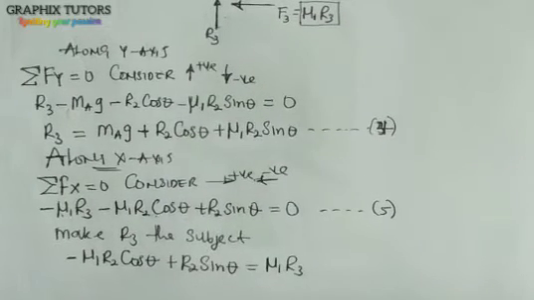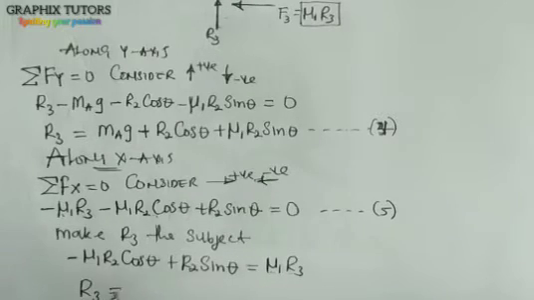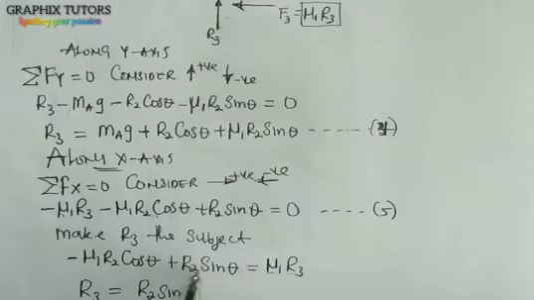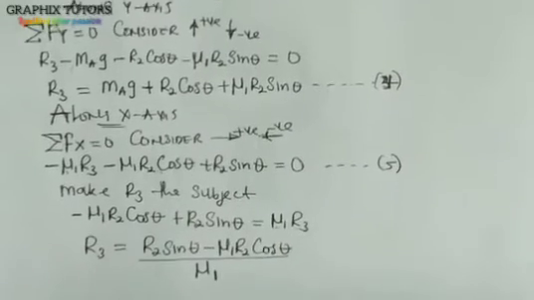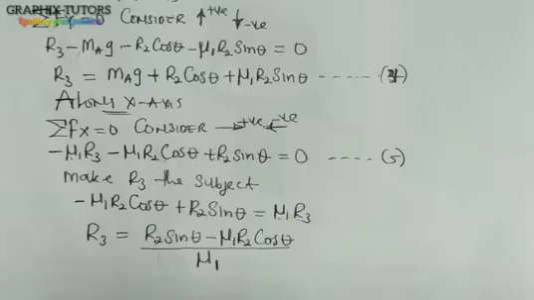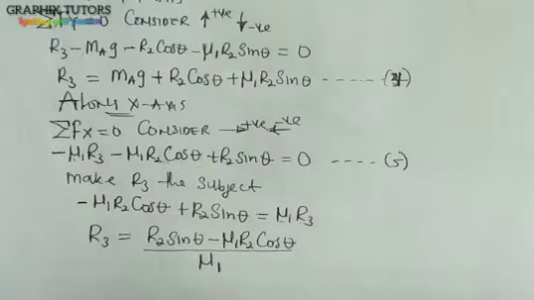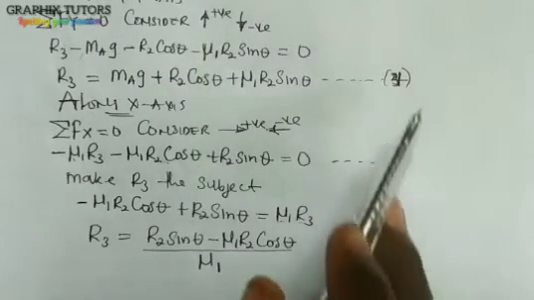So if I divide both sides by mu1, we'll be having r3 is equal to, if I arrange this, the r2 sine theta will come first, minus mu1 r2 cos theta, all over mu1. Is that taken? So in doing that, we've gotten r3. Now you substitute it into equation 4.